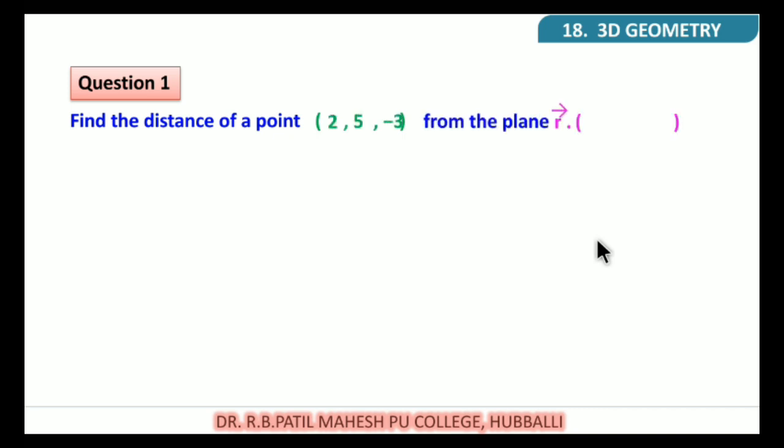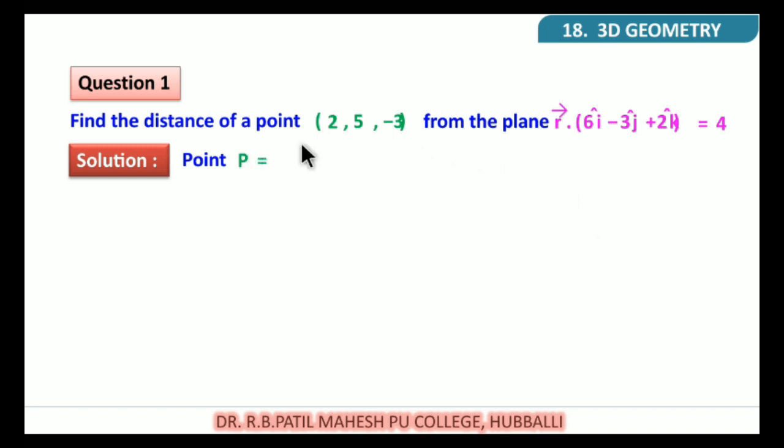Now we can consider some problems here. Question number 1. Find the distance of the point (2, 5, minus 3) from the plane r dot (6i minus 3j plus 2k) is equal to 4. So we can find the solution. Let us consider the point P, which has the coordinates (2, 5, minus 3). Therefore, vector A can be taken as 2i plus 5j minus 3k.